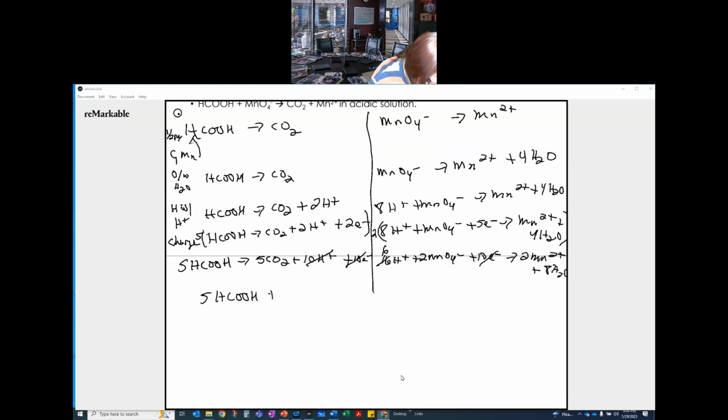5HCOOH plus 6H+, because it canceled some, plus 2MnO4- gives me 5CO2 plus 2Mn2+ plus 8H2O. Okay, awesome. So let's check this. Hydrogen, carbon, oxygen, Mn, charge. And that should be everything.